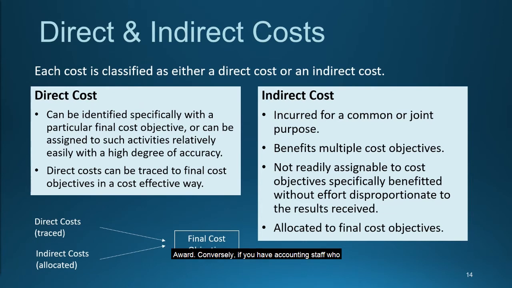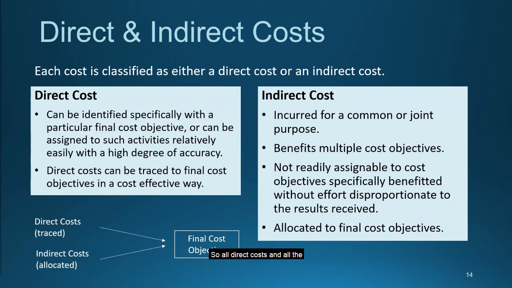Conversely, if you have accounting staff who have a computer that breaks down and you need to replace it, if that accounting staff is working on all your organization's different grants all day long, that's most likely going to be treated as some sort of indirect cost. And there's going to be some methodology for how the cost of that computer gets distributed to the various grant awards and grant programs and funding streams that your organization has.